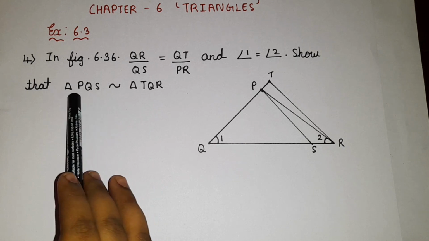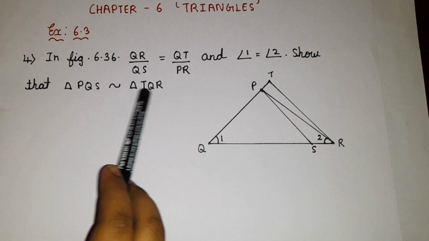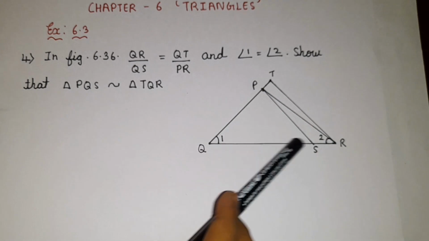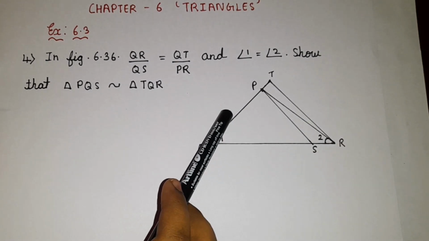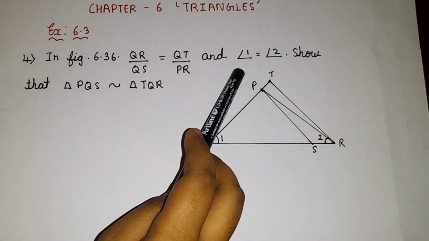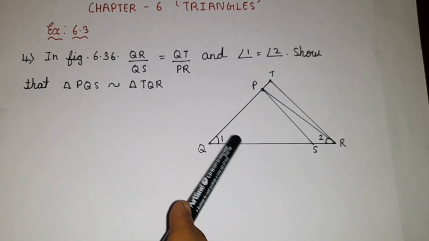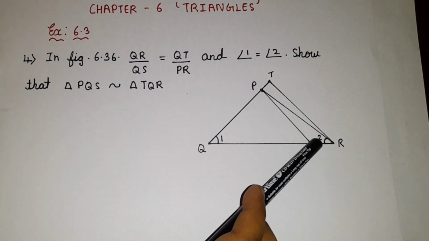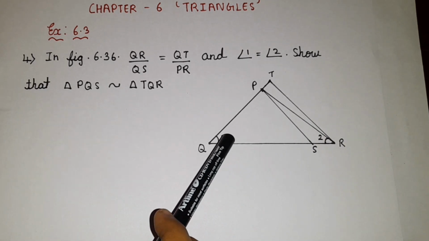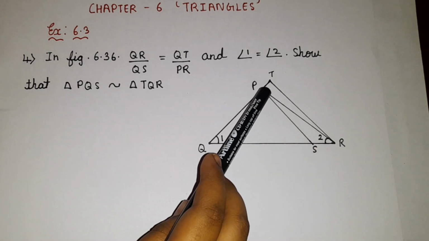So where is triangle PQS? Triangle PQS is right over here. And where is triangle TQR? TQR is right over here. Okay, so now what do you understand in this question? In this question they have already given a value, that is angle 1 is equal to angle 2. So where is angle 1? Angle 1 is here and angle 2 is right over here. In which triangle are angle 1 and angle 2 lying? They are lying in triangle PQR.